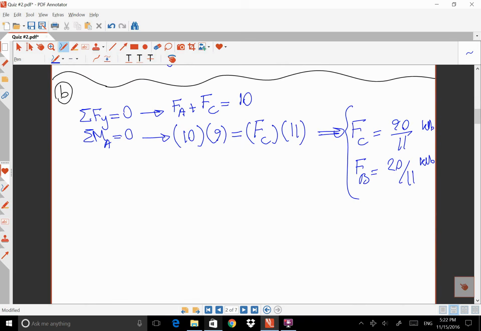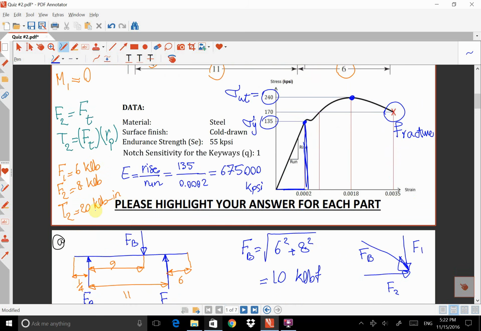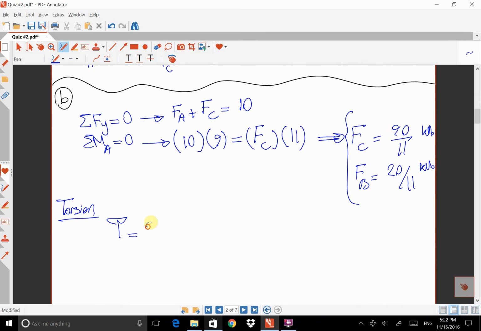So that's a force. About the torsion part, we found that the torsion acting on the beam, what we call T2, is 20 kilopounds times inch. So T is 20 kilopounds times inch.